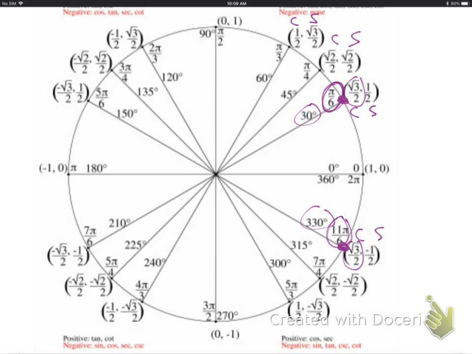But wait a minute, hold on. That's a little bit of a sketchy answer. There's other ways to call pi over 6 also. It's 390, 360 plus 30. So they only want one answer. They only want one place. Why? Because they want a one-to-one relationship for inverse functions. What am I talking about?